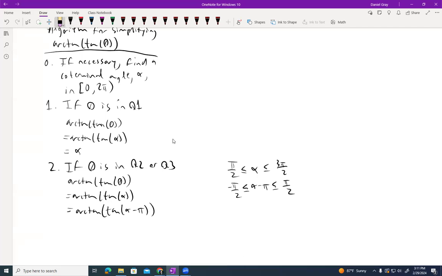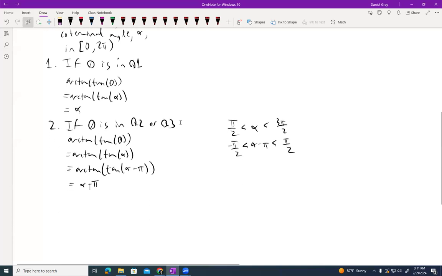And I should be really careful here and say you can't be pi over 2, you can't be 3 pi over 2, because tangent is undefined at those places. But for anything strictly between pi over 2 and 3 pi over 2, we have this. So arctangent and tangent will just cancel off and you'll just get alpha minus pi. That's not bad at all.